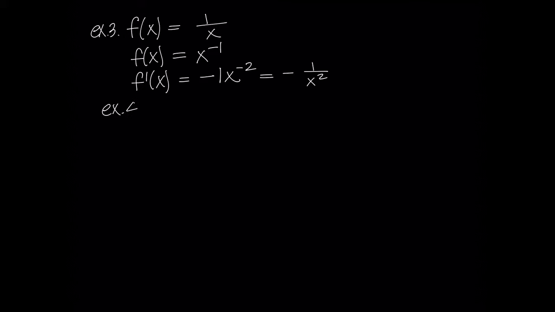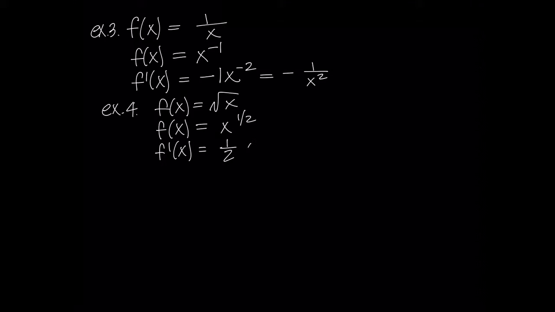Example 4. f of x equals the square root of x. So first we write f of x as x to the 1/2 power, then we apply the power rule. The 1/2 comes to the front, and then we decrease. Then we can rewrite this as 1/2 root x.